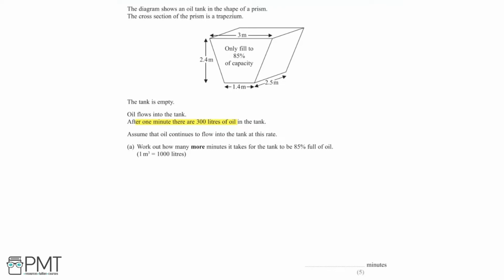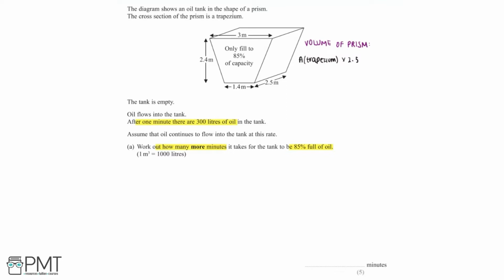In part A, we need to work out how many more minutes it takes for the tank to be 85% full of oil. And we're also given a useful conversion, and we're told that 1 metre cubed is the same as 1000 litres. To solve this problem, the first thing that we can do is to find the volume of the prism. Now the volume of a prism is given by the area of its cross-section multiplied by its length. And so in this situation, the volume of this prism will be the area of the trapezium multiplied by 2.5.